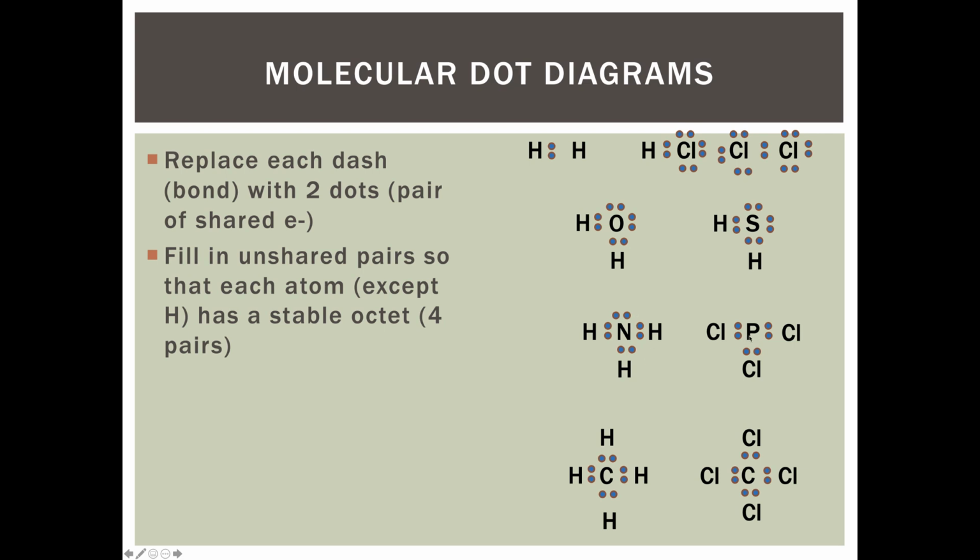This phosphorus has three. Give it one more pair, and while you're at it, these chlorines are only sharing one pair. Give them three more pairs. Now every atom has a stable octet. Carbon has a stable octet. Hydrogen doesn't need it because it only has one energy level. Carbon has a stable octet, but these chlorines are only sharing one pair. Give each of them three more pairs, and everyone will have a stable octet. So drawing the dot diagram is relatively simple.